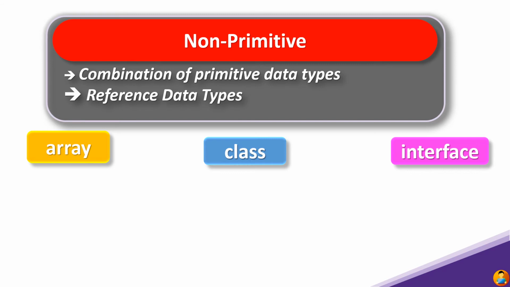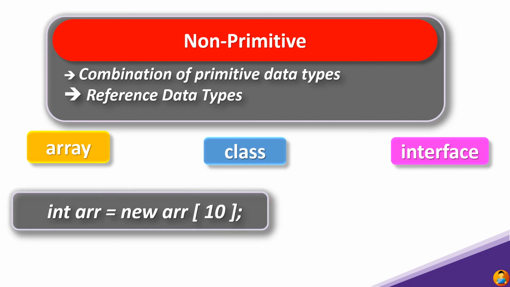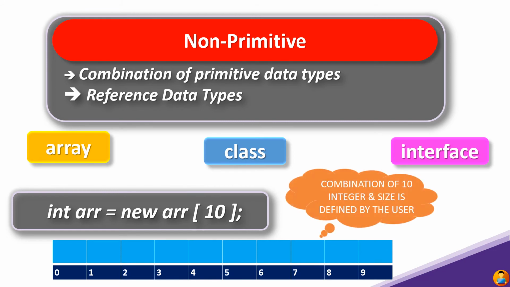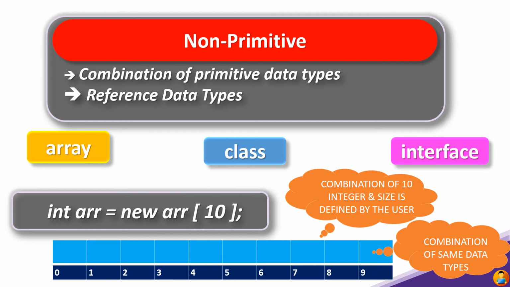Let us consider an array of integers of size 10. In this, the size of the array is chosen by the user, and it contains a collection of 10 integers. Since it is a combination of multiple primitive data types and its size is defined by the user, hence it is a non-primitive data type. However, arrays store a combination of the same data types. But if we want to store a combination of different data types, then a class can be used. Let us see how.